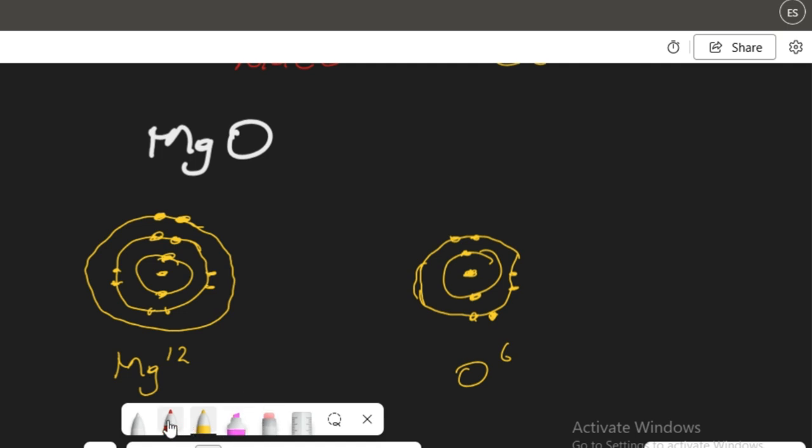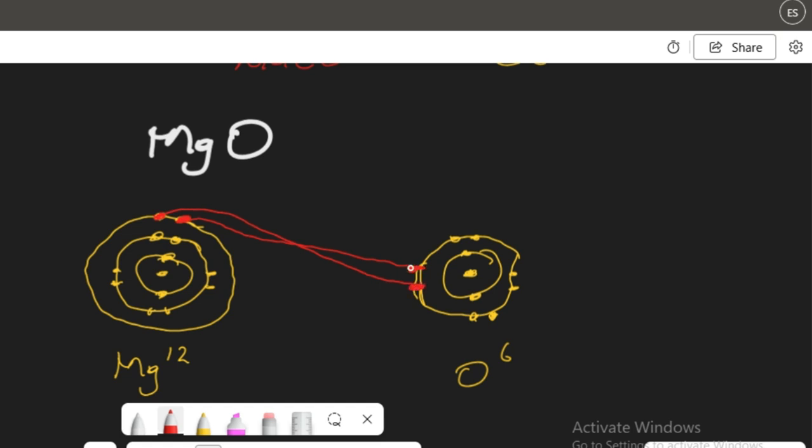So now let me paint this red and then show you the transfer. These are the 2 outermost electrons in magnesium. Now what will happen is that magnesium will give out these 2 electrons and give them to oxygen. So we'll give out this 1 electron here and give out this other electron here.